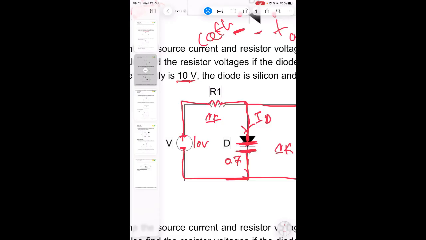You can just take this mesh. So you would have 10 volt equal to this voltage plus this voltage. And for this voltage, you have the R, so you can determine the source current directly. You are doing the second mesh in order to calculate how much current you have here and how much current you have here. Okay? Great.